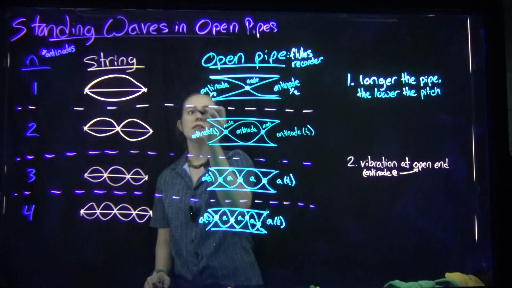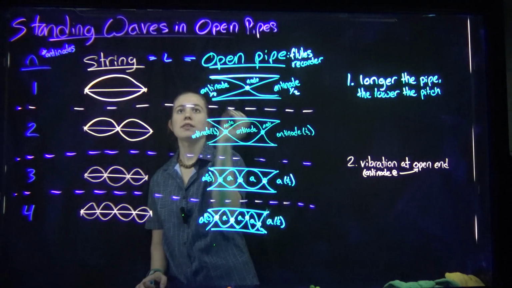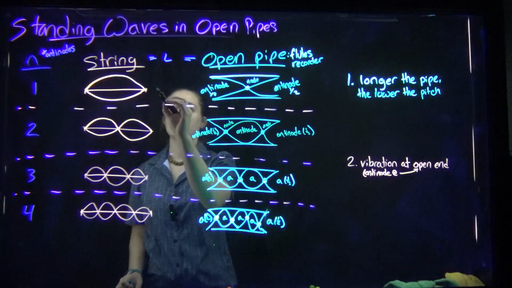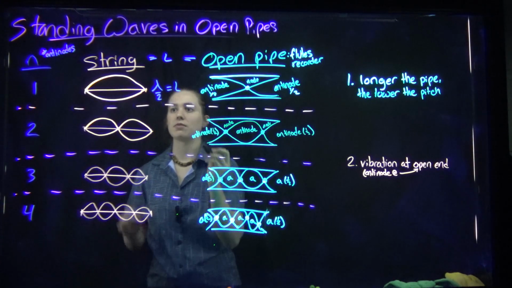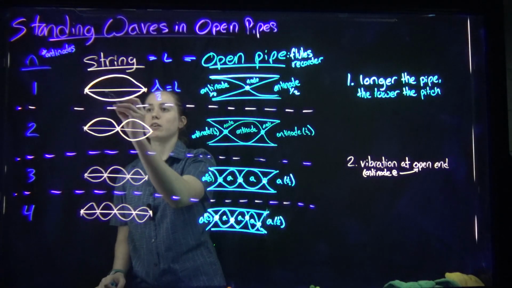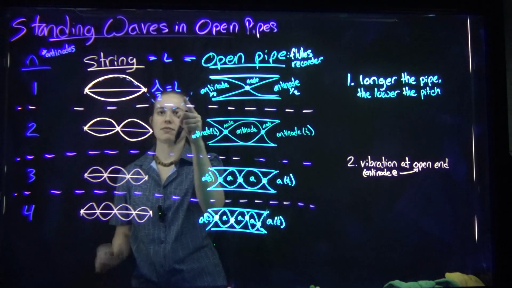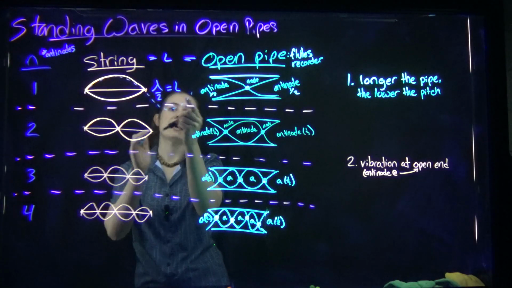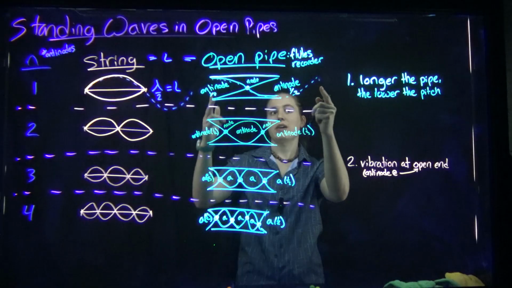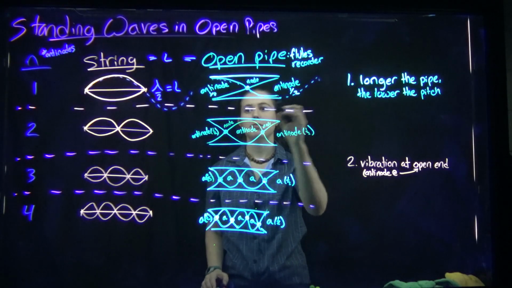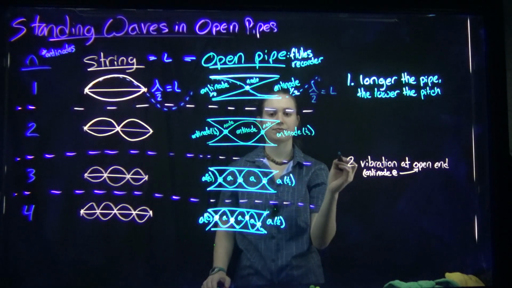Let's find our wavelengths for each of these. Our string or our pipe length is L. Here, lambda over 2 is L, right? Half of lambda, our wavelength, which looks like that. That's the full wavelength, but there's only half of it in L, so we have that. Here would be our full wavelength. So again, we still have lambda over 2 is equal to L.